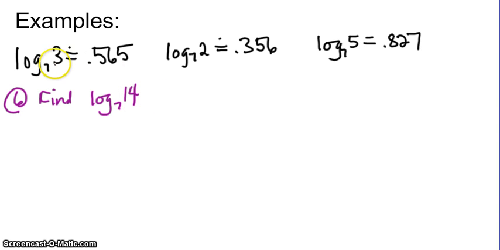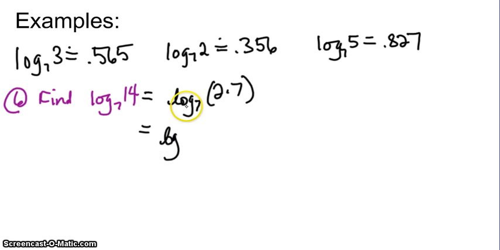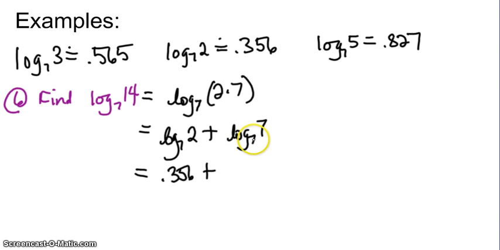Product property again. 14. Well, I've got 3 and 2 and 5, but if you think back a couple examples, I can also use 7. So I'm going to have log base 7 of 2 times 7. Now I'm going to use the product property: log base 7 of 2 plus log base 7 of 7. This is given, the approximation is right here, 0.356 plus, and remember, anytime these numbers match, that's going to be 1. So 1.356.